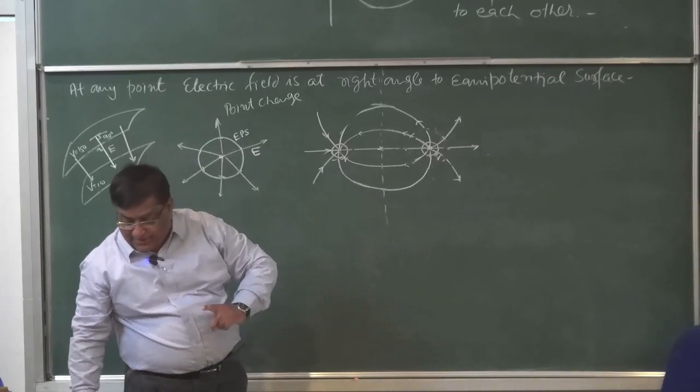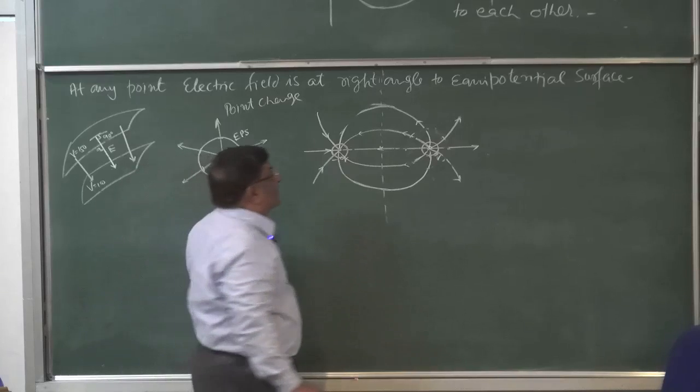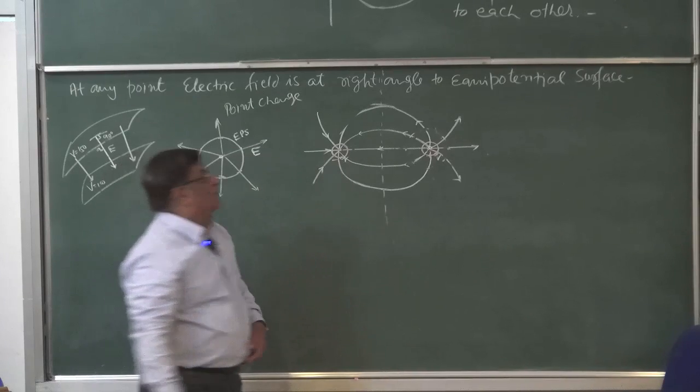Okay. Then the next equipotential surface you will get is for the case of plus and minus. You will keep the distances close here.